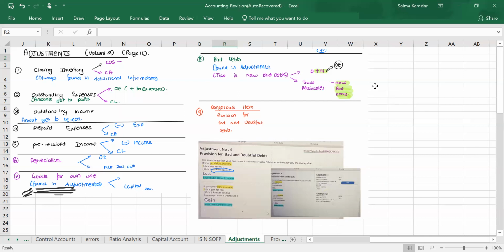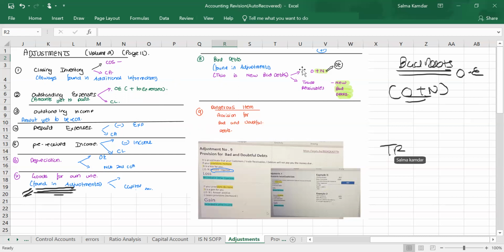Now tell me about bad debts. How do you treat bad debts? Bad debt: minus the trade receivables in the balance sheet. In the other expenses, you will write old plus new. And from the trade receivables, which bad debts will you subtract? The new bad debts.